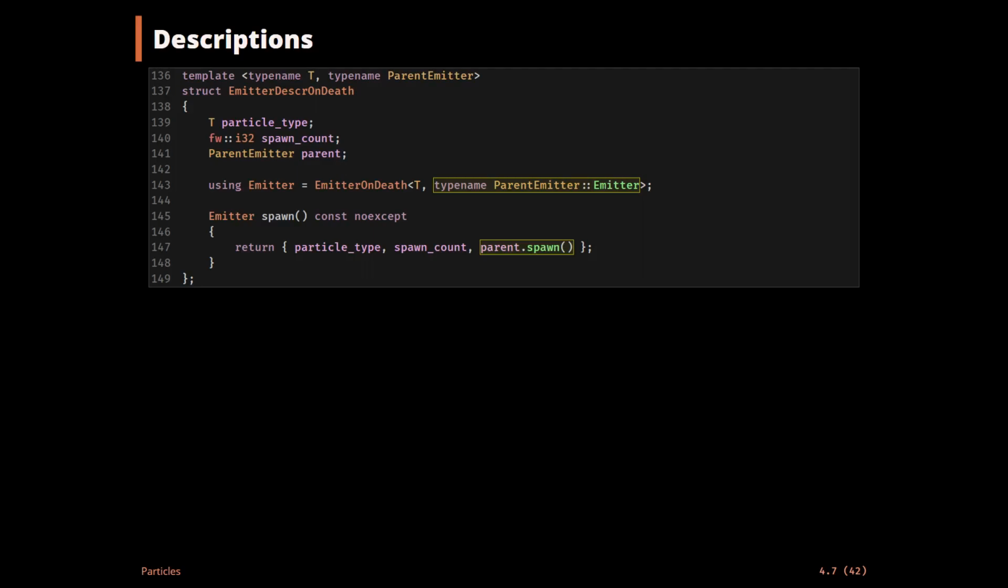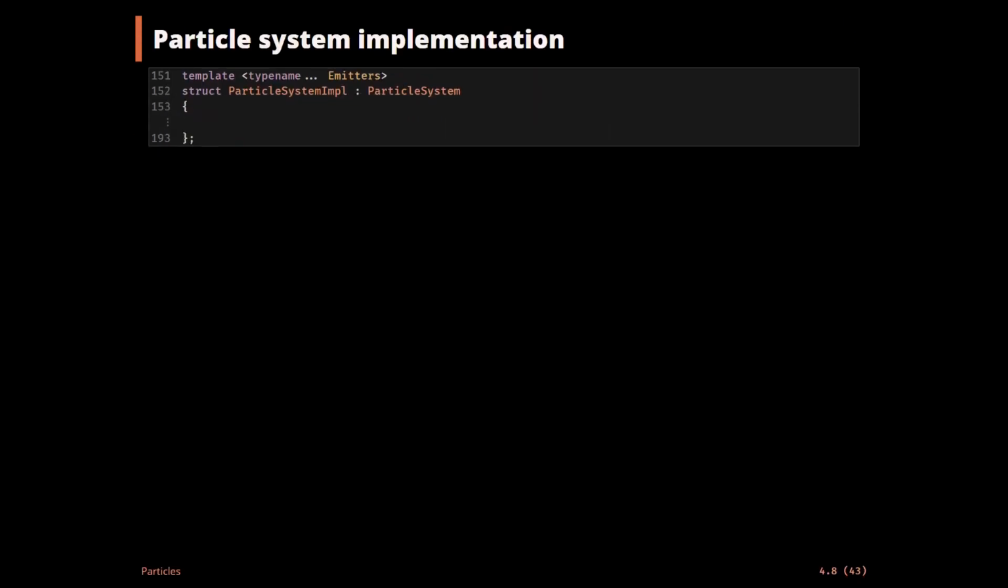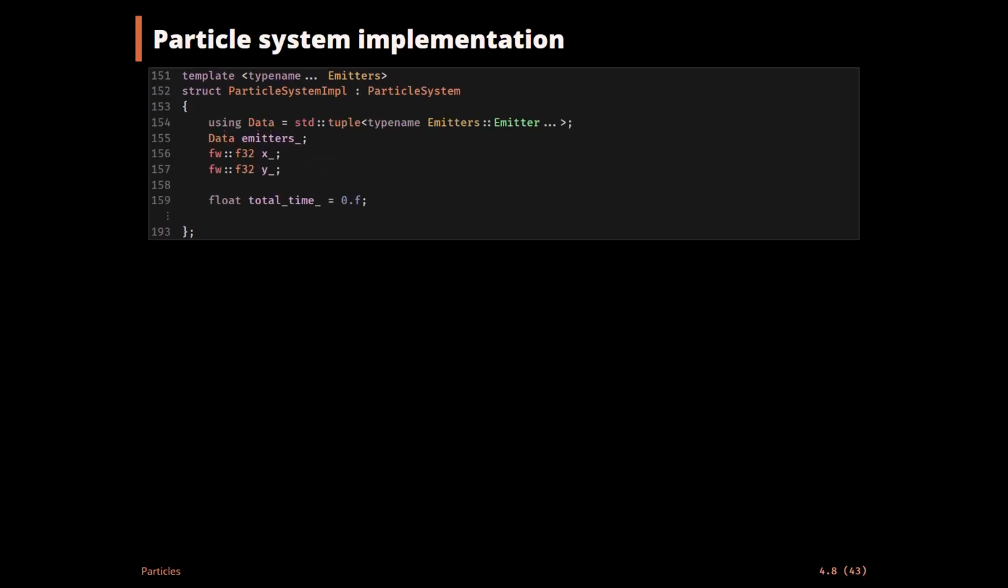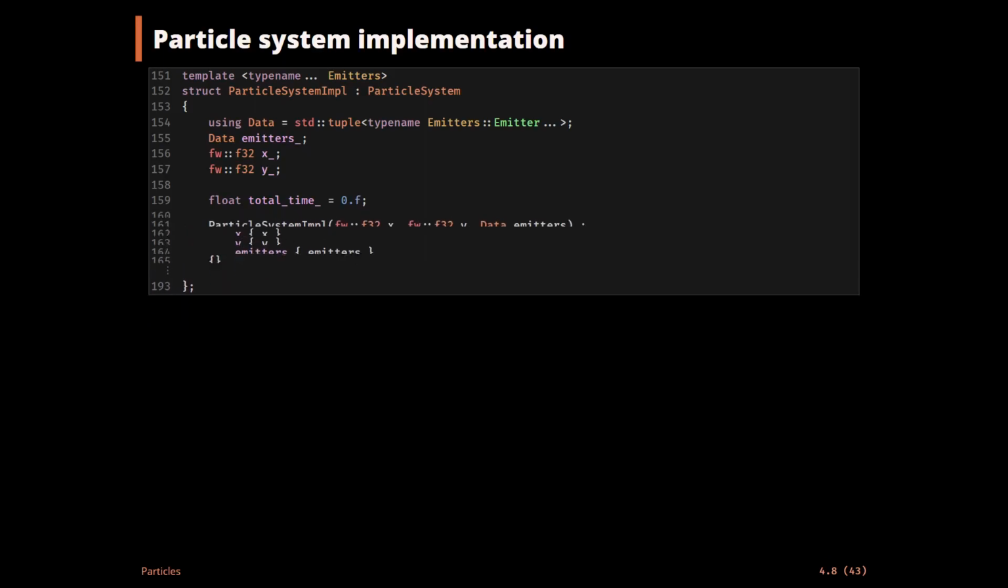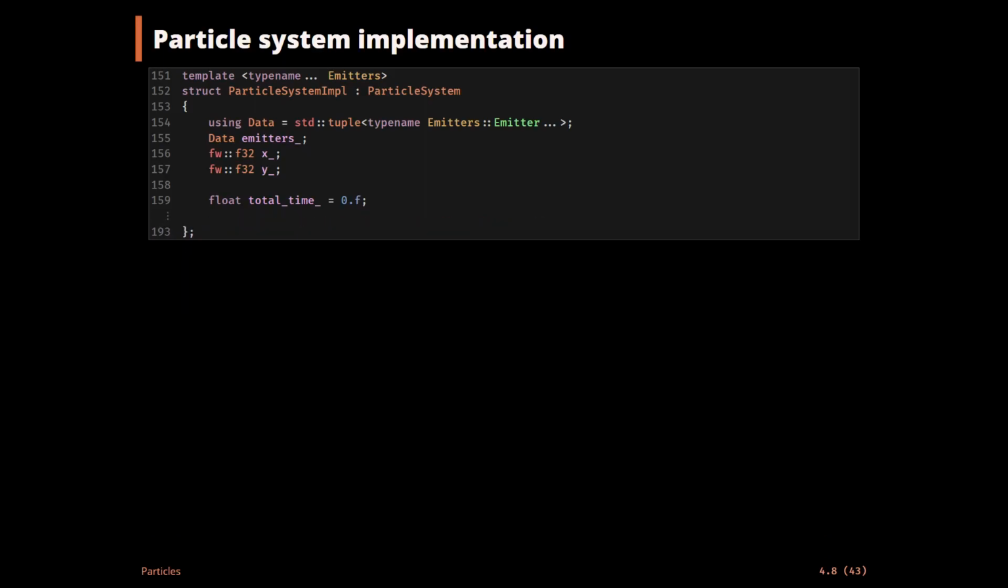Yeah. So that's basically all the compile time parts done. So all we need to do now is have the runtime counterparts, which is particle system implementation. Now this will store a bunch of data, and the data is just the tuple of those emitters. So this is the runtime emitters. It will also store a position x and y of the particle system. And then it has a value total time, which just keeps track of how many seconds this particle system has been alive for.